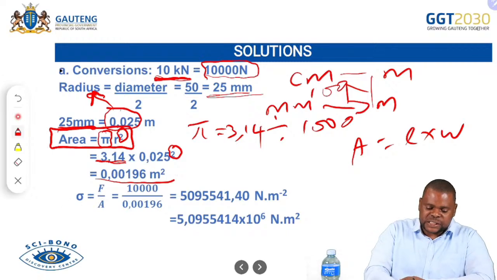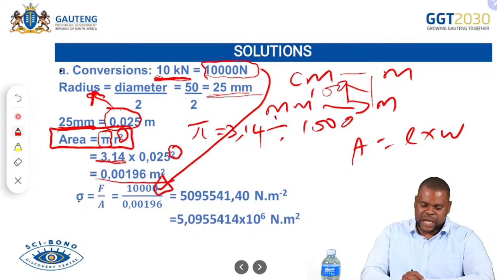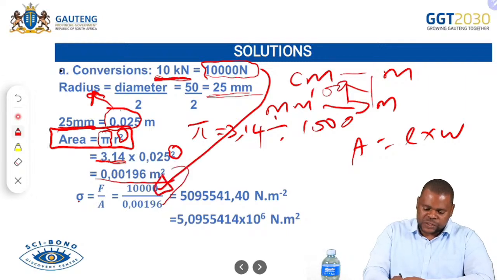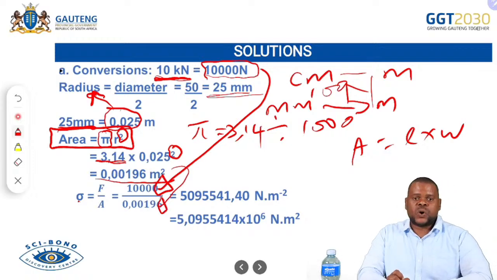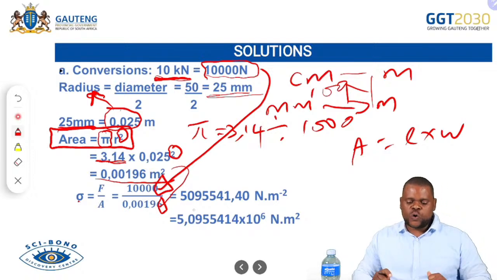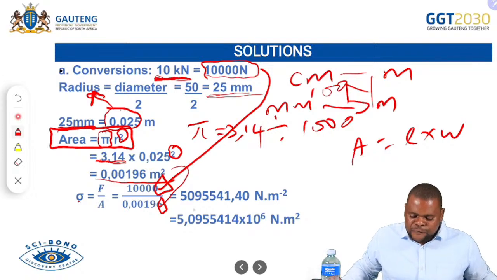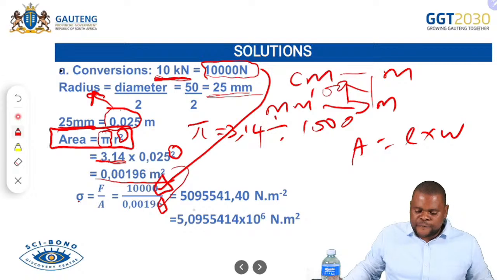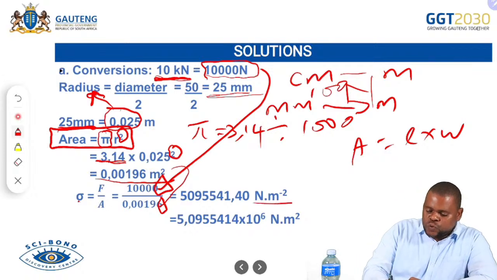Then to calculate the stress, we know the force is this one. We've just substituted here. And then the area is this one here. We put it here. Can you see? We substitute here. Next, grade 12. Then when you say 10,000 divided by 0.00196, you get 5,095,541.4 newton per meter squared.